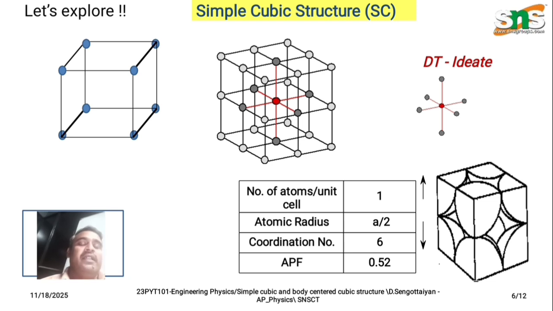Then atomic radius, half of the distance between any two nearest atoms. The lattice constant is a, so finally r equals a by 2. Then find the APF value. We have to identify the total volume of the atoms present per unit cell divided by the total volume of the unit cell. In simple cubic, the number of atoms per unit cell is 1. Finally the APF value equals 0.52. That means 52% of the volume is occupied by the atoms and the remaining 48% is vacant.